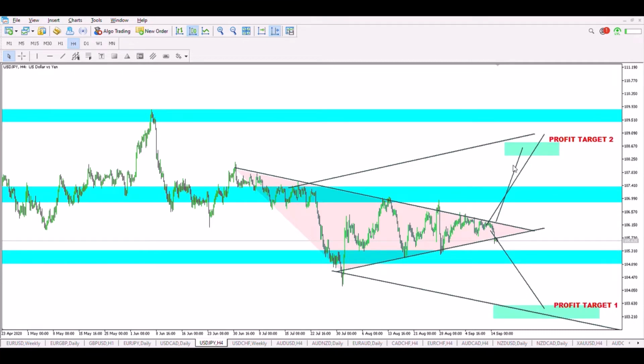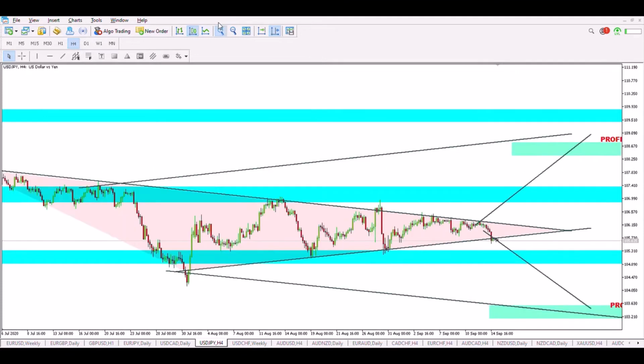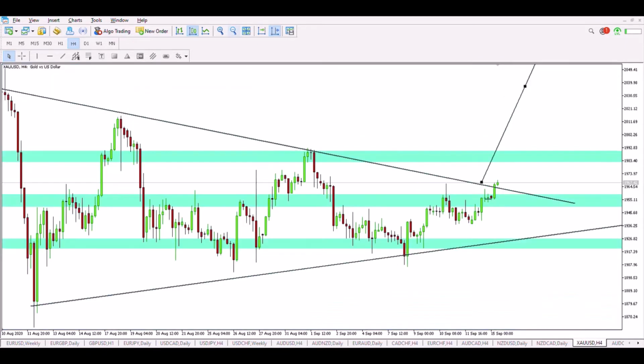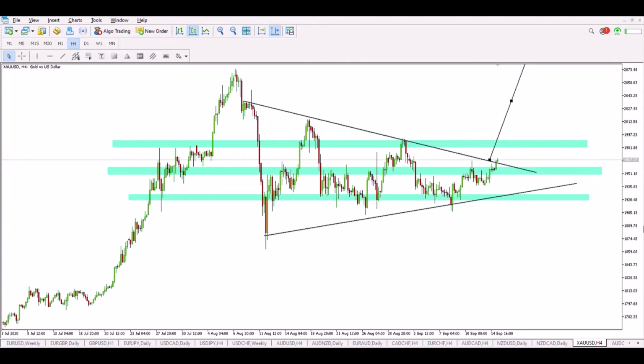So this is it, guys. This is pretty much how we trade it. So we wait for a breakout above or below the triangle shape, and after this valid breakout we can expect this movement. Let me show you another triangle pattern right now today appearing on gold.